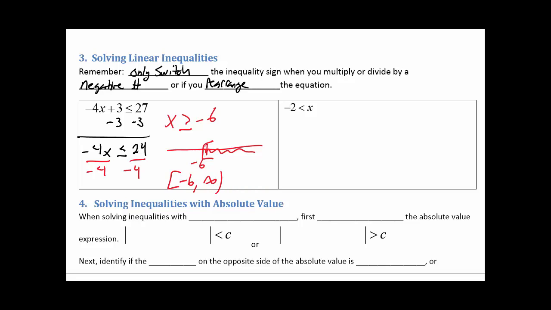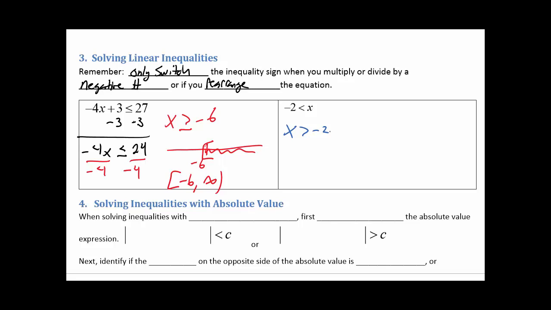Now, the other time when we might want to switch the inequality, not the other time when we want to. It sounds like it's optional. No, the other time we want to do that is if I need to change positions where the variable is. So here I've got negative 2 is less than x. If I want to rewrite this so x is on the left side, then I do need to change the direction the inequality is facing.